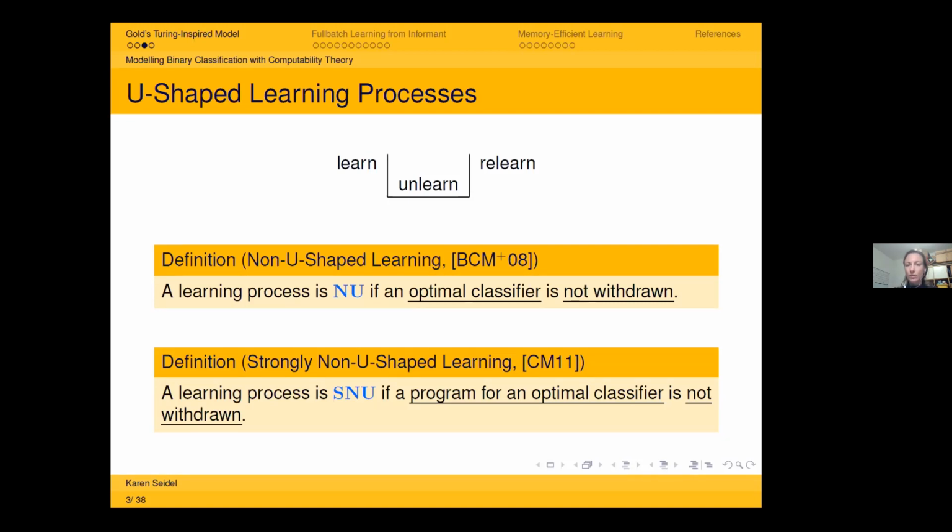One could first observe that a conservative learning process is also non-U-shaped, because once the optimal classifier is output, it will never be inconsistent again. So there is no need to revise the hypothesis.